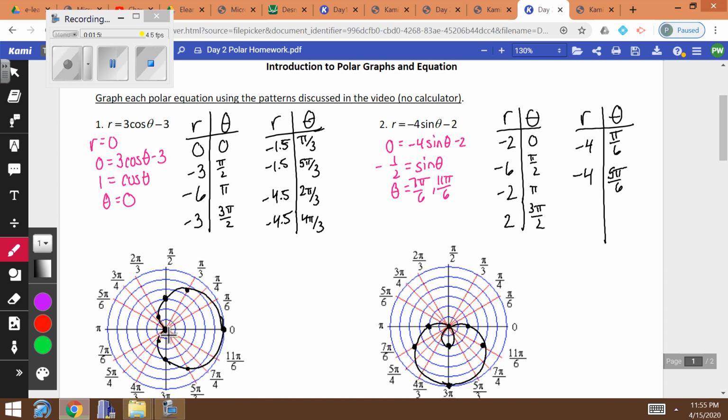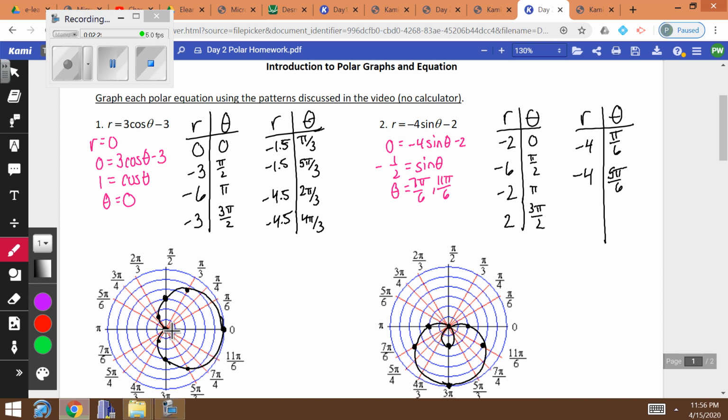So I graphed those. At pi over 2, notice the positives would be up here, but the negatives would be down below right here. So we've got a negative 3. And then at pi, positives would be on the left-hand side over here, but the negative would be in the opposite direction on the right-hand side here. So that's at negative 6. 3 pi over 2, again, we want negative 3. That actually corresponds to this point up here on the top half.